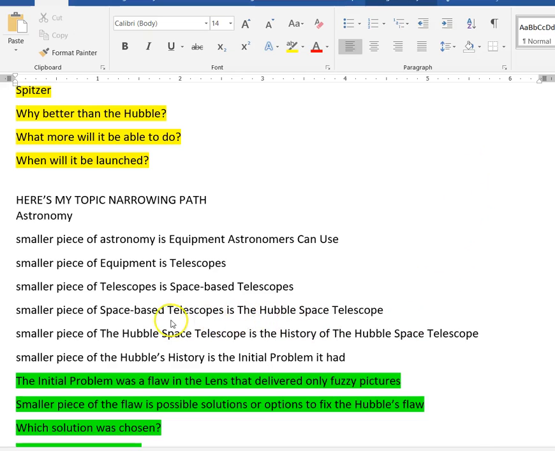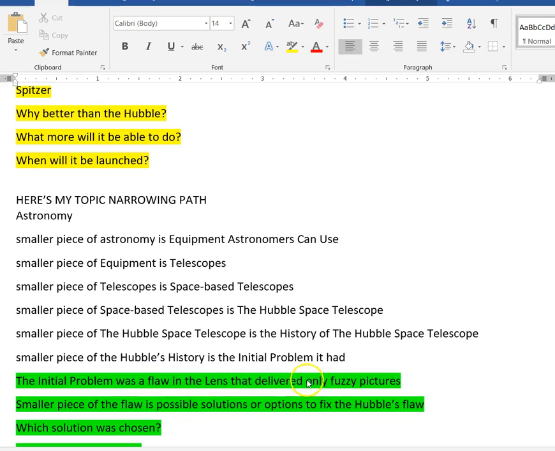Okay, so continuing with what I was saying. So from space-based telescopes, I went narrower to the Hubble. From the Hubble, I went to the history. From the history, I went to the problem in its initial launch. And then I thought, okay, well, maybe that's what I'm going to actually look for information on, to actually spend my time reading. The rest of this has been a browse so far. But I'm actually going to study and learn about the initial problem, okay, that delivered fuzzy pictures.